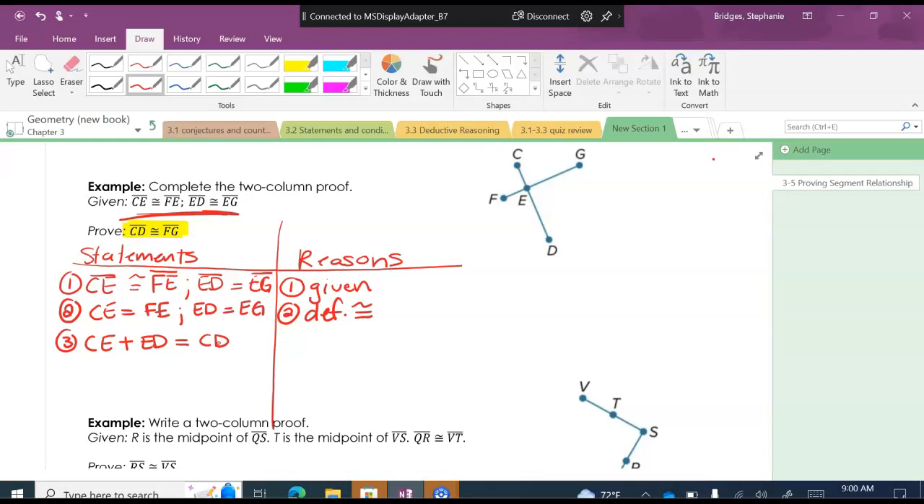Everybody ready? What can you tell me about FG? What two pieces make up FG? FE and EG. These are going to be the same statement because it's the same reason. So FE plus EG is going to equal FG. And what says that I can take two segments and add them together to get a bigger one? What's it called? Segment addition postulate, yes. And that's my abbreviation for segment addition postulate.